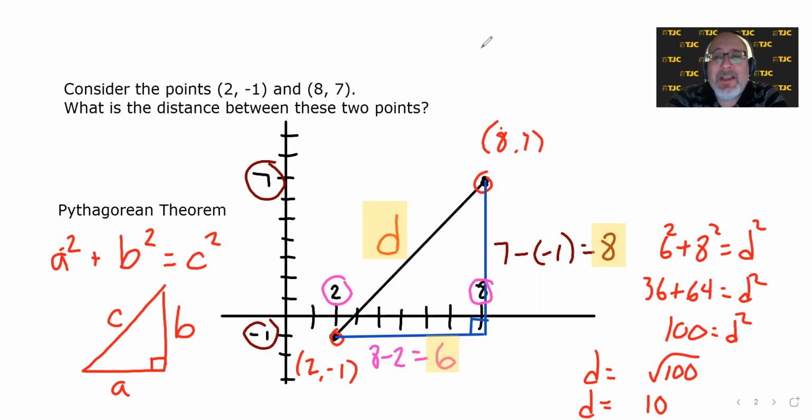Now, if you're thinking, am I going to have to jump through all these hoops every time I do a distance problem? Am I going to have to draw the picture, draw a triangle, subtract to figure out how far each side is, do the Pythagorean theorem, and then solve for d? Am I going to have to do that all the time? And the answer is not entirely.